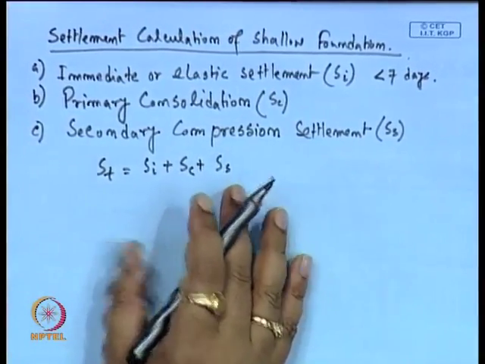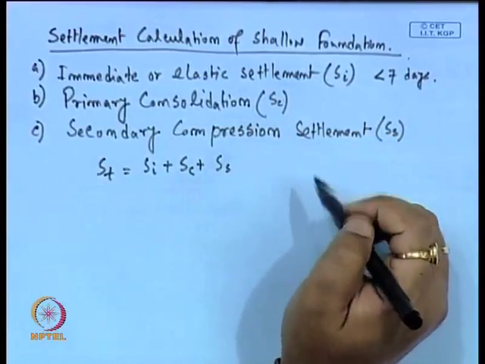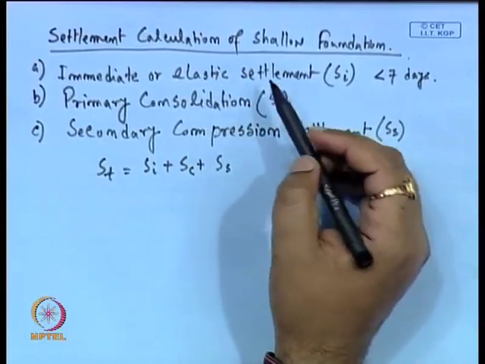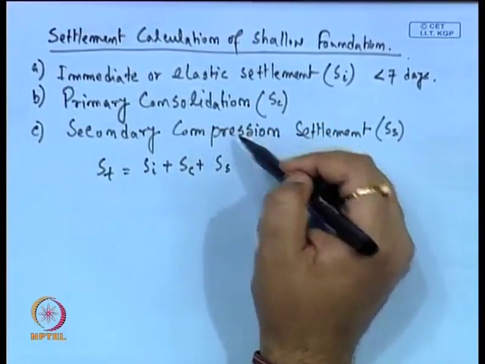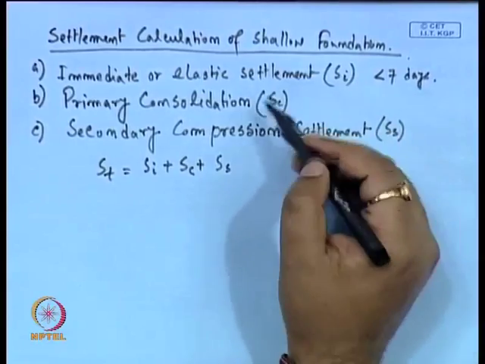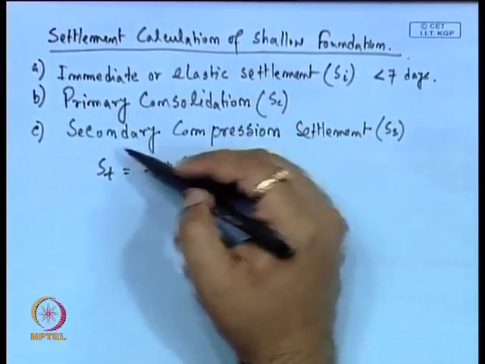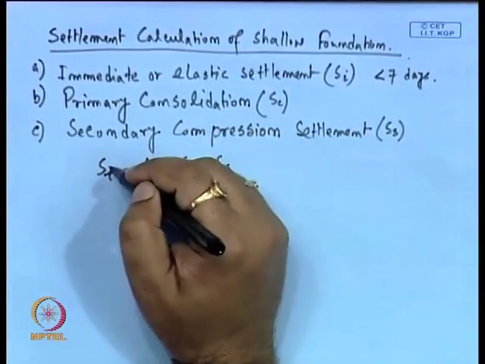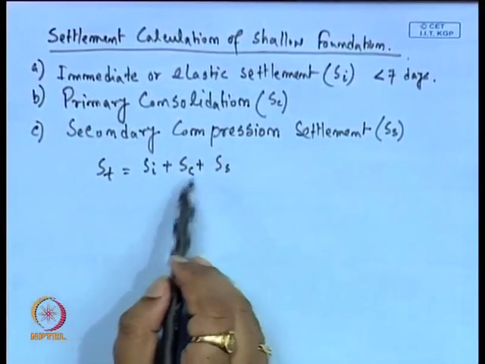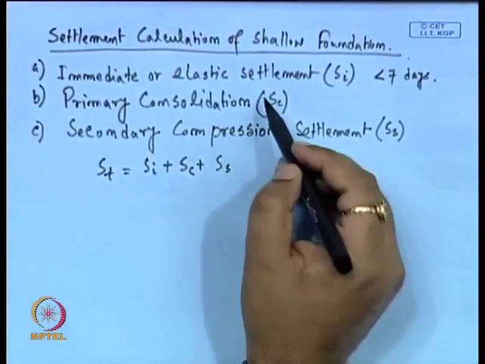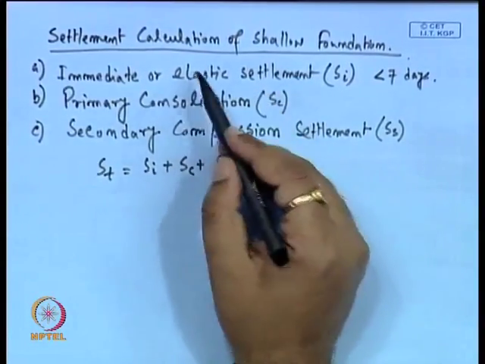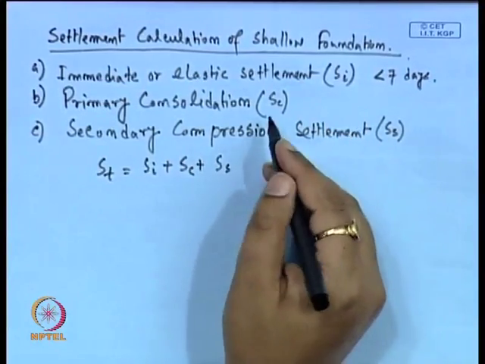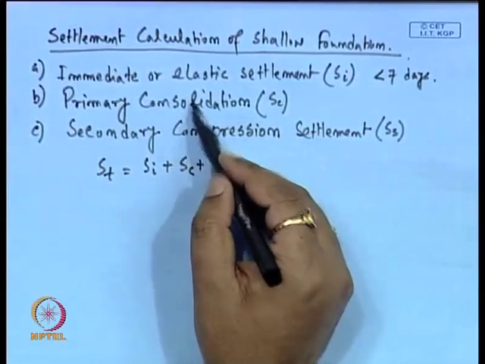Now, from these different types of soil, the total settlement that we will get is the combination, or the summation, of these three settlements. The contribution of each part to the total settlement depends on the soil type. For example, if it is a granular type of soil, then immediate settlement or elastic settlement is much higher compared to the other two types of settlements.